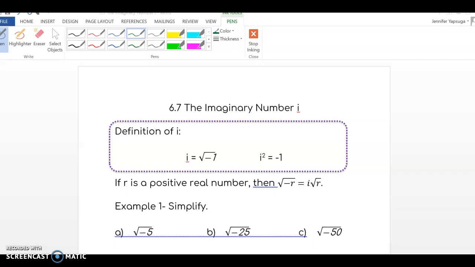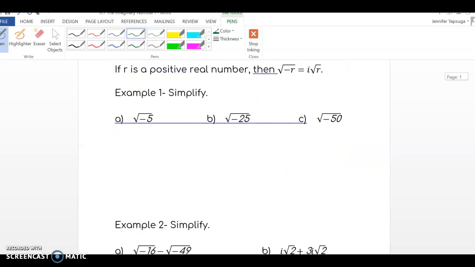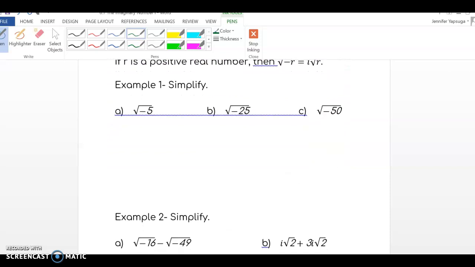So therefore, if r is a positive real number, then you can see that if I had the value of negative r and I took the square root of that, that is now equal to i times the square root of r. So we're going to take a look at this definition and how it applies to the example below. We've got part A, which is asking us to simplify the square root of negative 5.